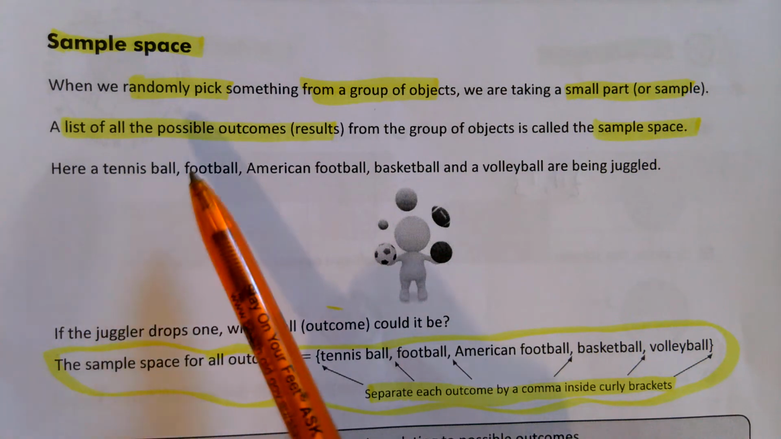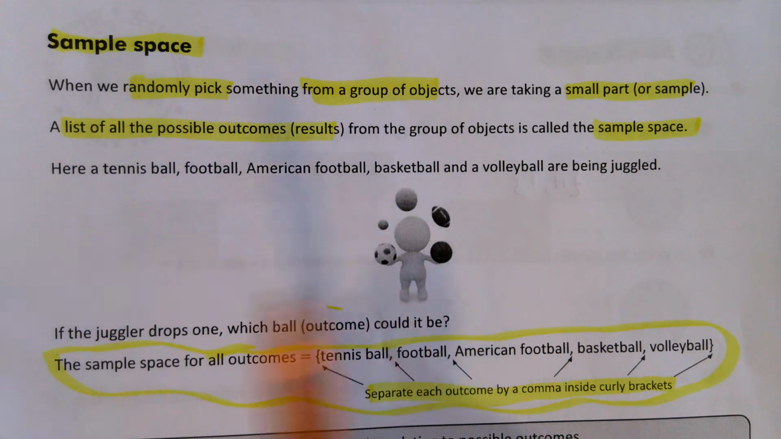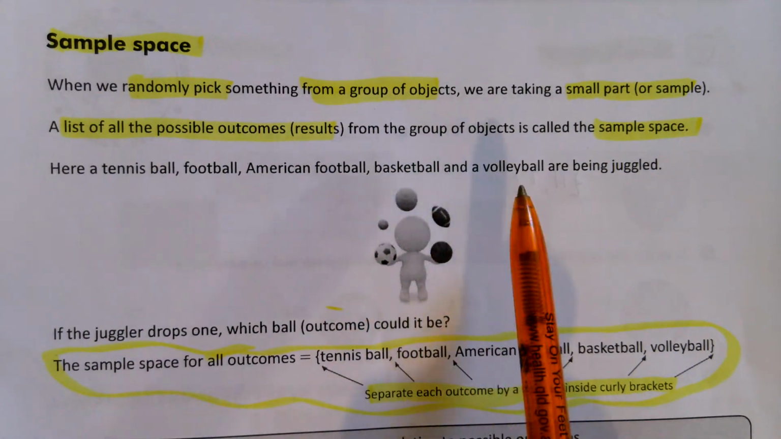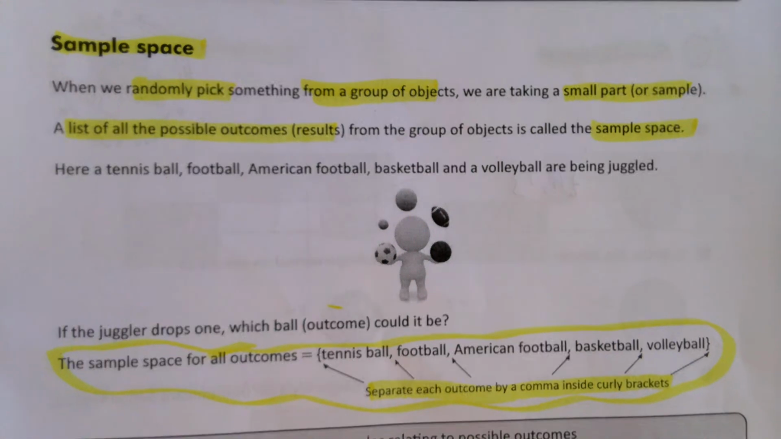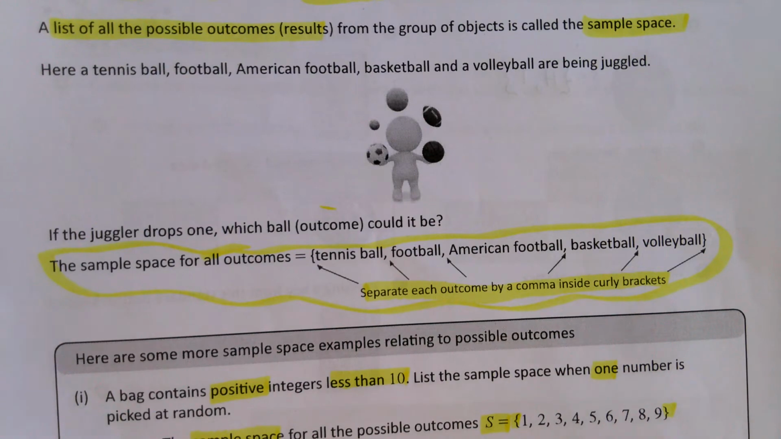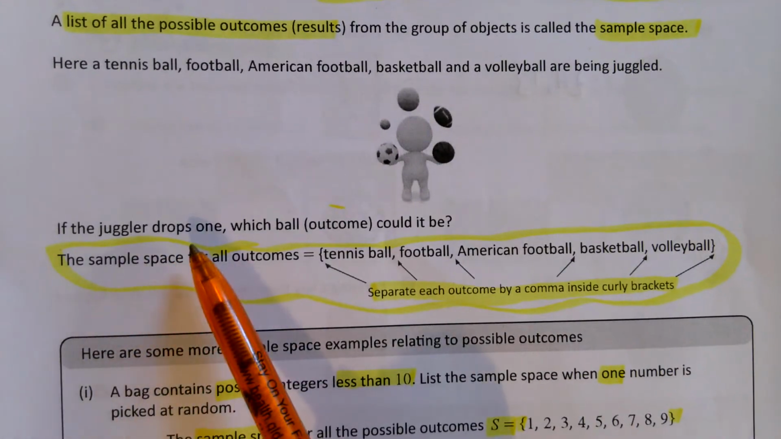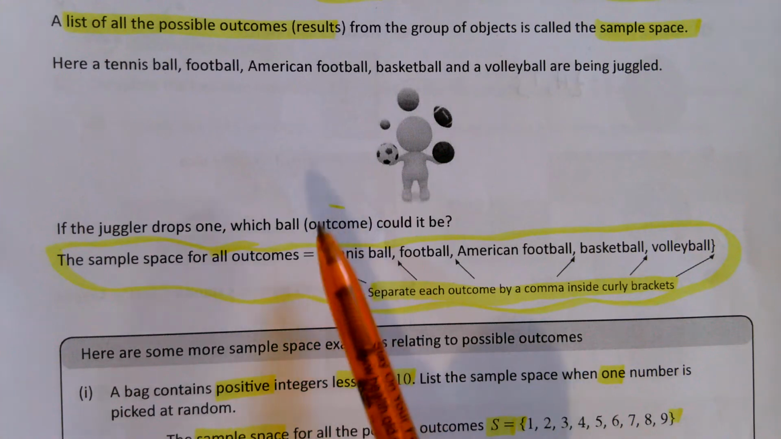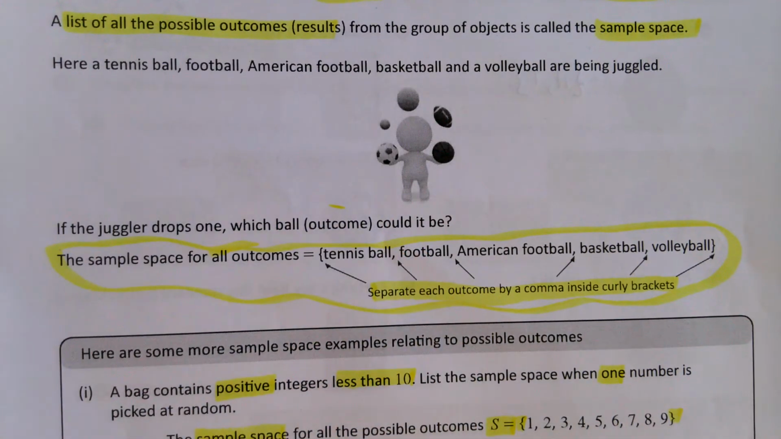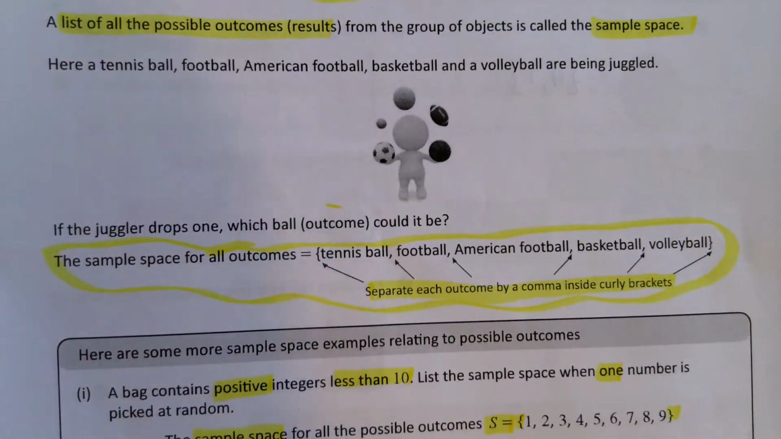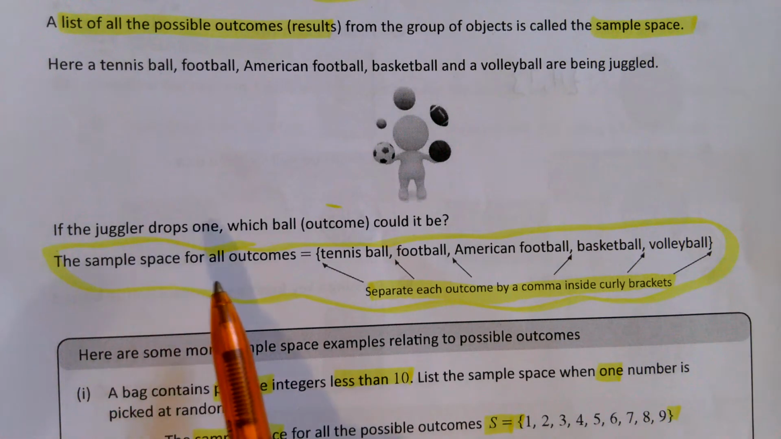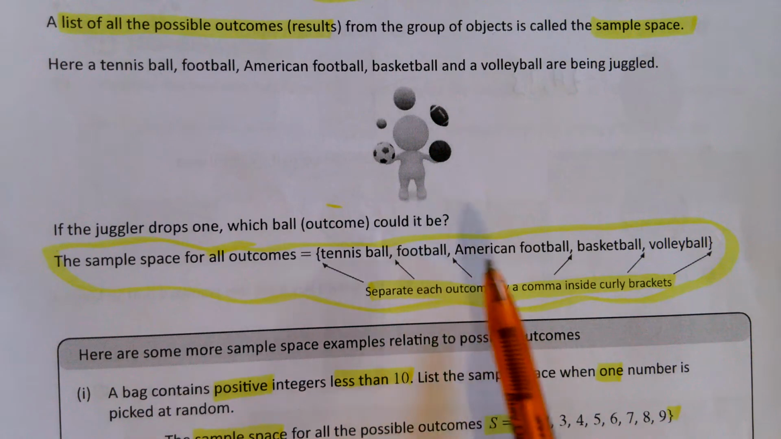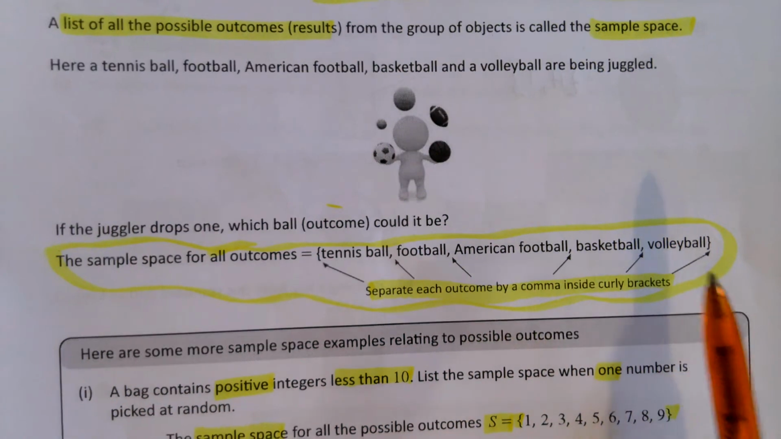Let's have a look. Now this juggler here is very clever. He's got a tennis ball, football, American football, basketball and volleyball, and he's juggling them. Okay, so we're going to look at this question. What if he drops one? Which ball, outcome, so that's all we're looking for, is that ball that he drops. So first of all, we need to draw a sample space of all of the possible outcomes. So that's every single ball that he is juggling.